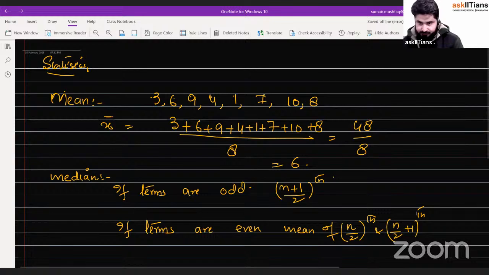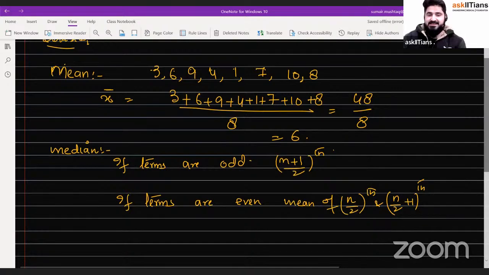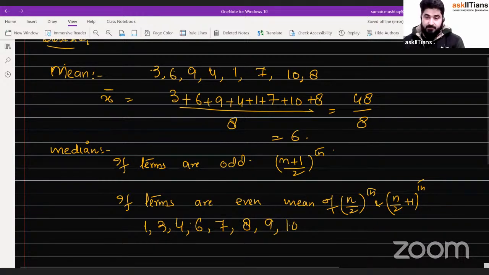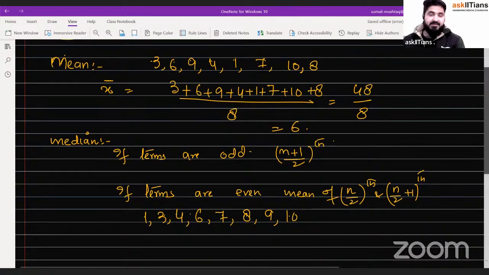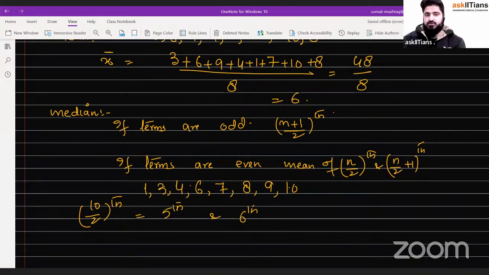Let us suppose these are the terms. First of all, arrange them in ascending order: 1, 3, 4, 6, 7, 8, 9, 10. 1, 2, 3, 4, 5, 6, 7, 8. So there are 8 terms. So the median will be the mean of the n by 2th term and the n by 2 plus 1th term, that is the fourth and fifth term. Fifth and sixth term. What is the fifth term? One, two, three, four.